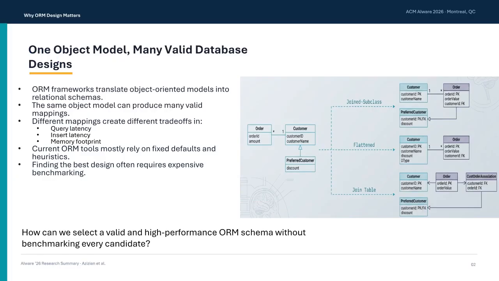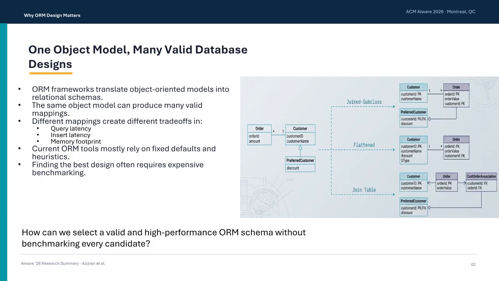On the right, the customer order example shows that inheritance and associations can be represented using join subclass, flattened, or join table mappings. All of these can be correct, but they create different database structures and different performance behavior. One schema may support faster queries, another may support faster inserts, and another may use less memory. The problem is that ORM tools often rely on defaults, and finding the best design can require benchmarking many candidates.